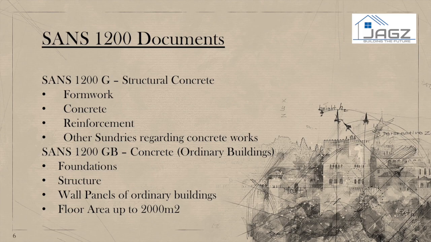The first case study only makes use of some of the clauses, but more clauses can be found in the second case study. SANS 1200 GB covers all the same specifications as SANS 1200 G, but for ordinary buildings with a floor area of up to 2,000 square meters. Now we'll move on to some examples of the evaluation.